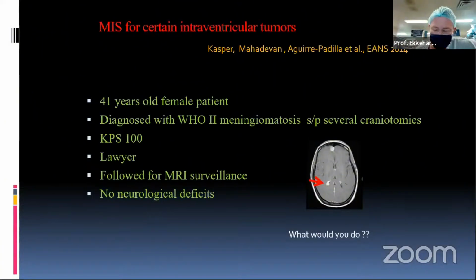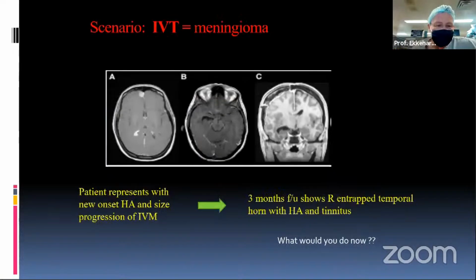We didn't do anything. We followed her sequentially. And to our surprise, a few months later, she presented with new onset headaches and a size progression, just 3 millimeters of this lesion, but it clearly had shown an ipsilateral trapped temporal horn. So we still didn't know what to do because we didn't want to go through slit ventricles and explore this. So we first put her on steroids.